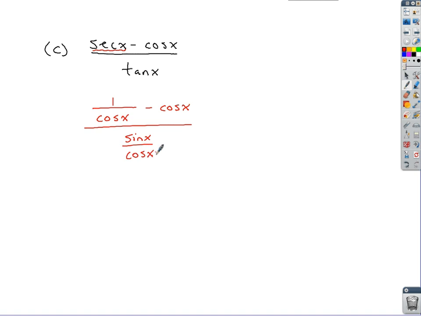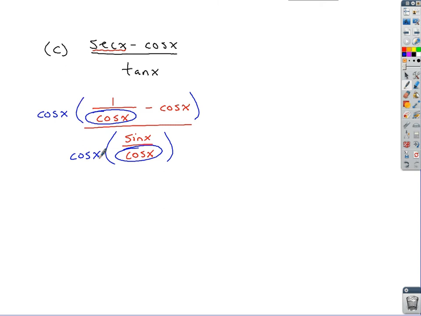Okay, now I've got kind of a mess because we've got fractions within a bigger fraction here. So what I like to do is look at the denominators on the little fractions within the greater fraction. And I like to use this trick, especially when those denominators are the same. I like to multiply the numerator and denominator of the bigger fraction by that, we could call it a common denominator in those little fractions. In this case, that denominator is the cosine of x.